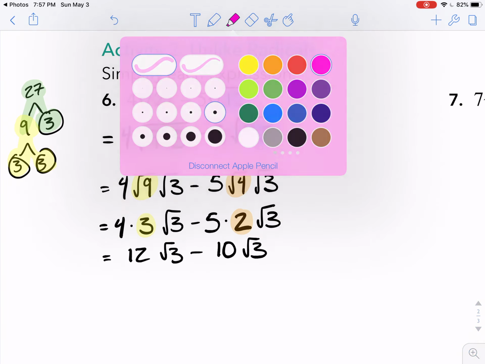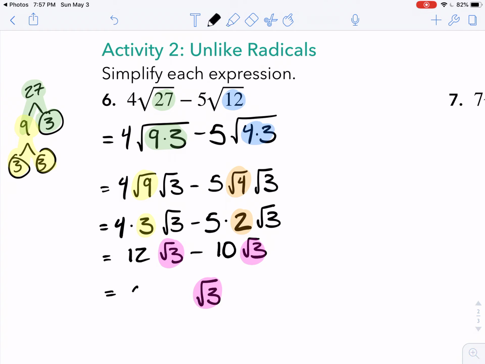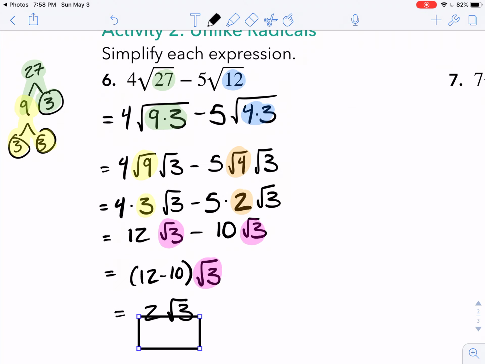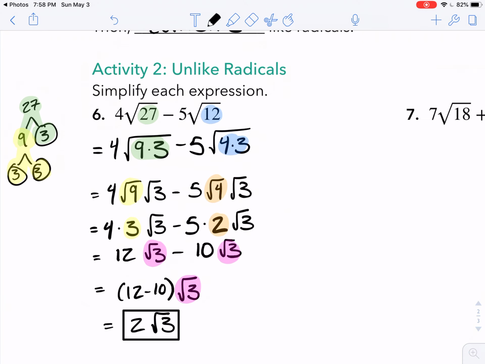The square root of 3, and the square root of 3. So we can undistribute that square root of 3 out, leaving us with just 12 minus 10. Now what is 12 minus 10? It's 2. So we're left with 2 times the square root of 3. Little hard to believe, huh? This whole expression, that's equal to 2 times the square root of 3.